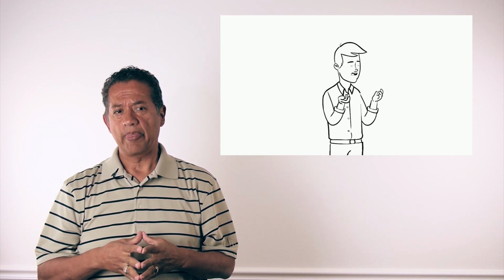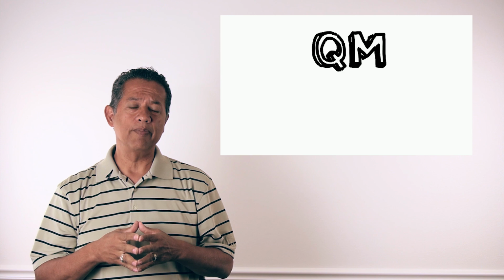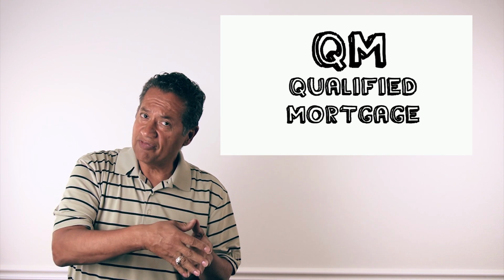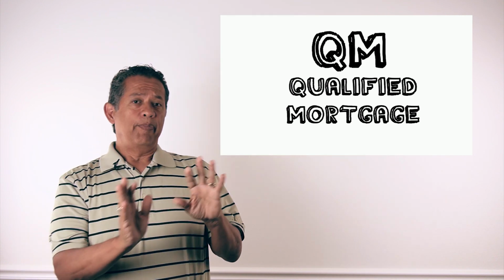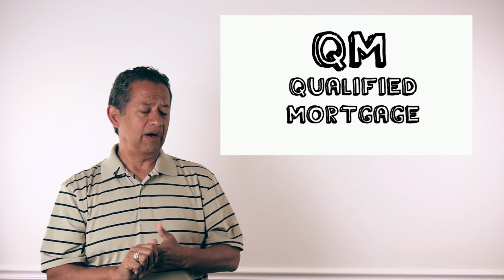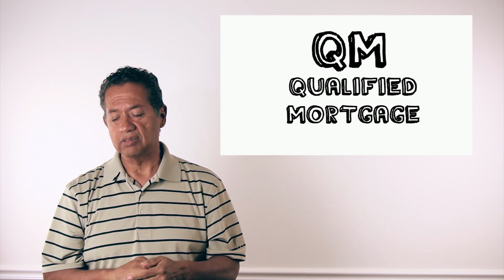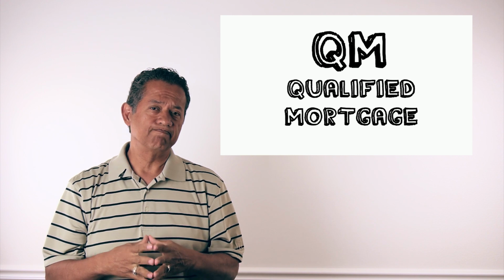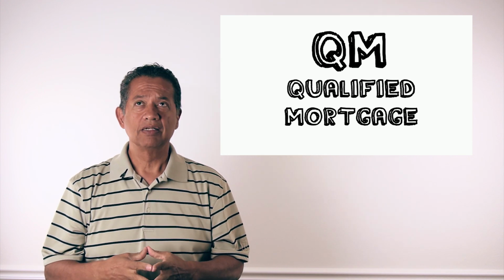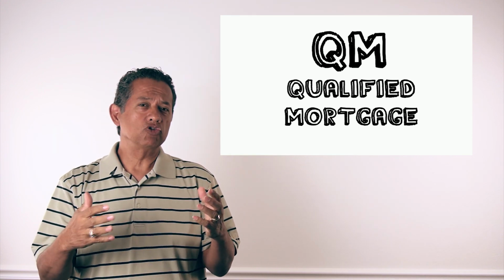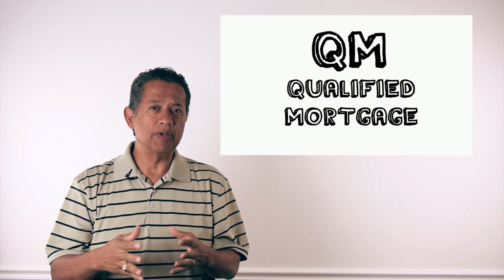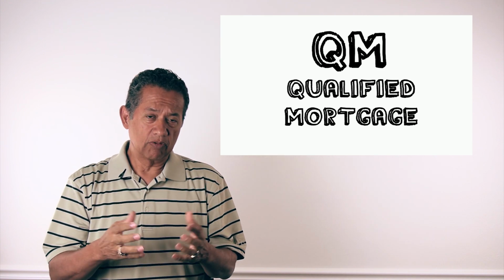Okay. Now, there were also some questions on QM. So let's take some time on QM. QM means qualified mortgage. All right, a little bit of history so that you understand how we got to here. In the past, I'm talking about the early 2000s, before 2010, the industry was very loose in underwriting guidelines. It was very non-traditional. It was very subprime. It was very unregulated.